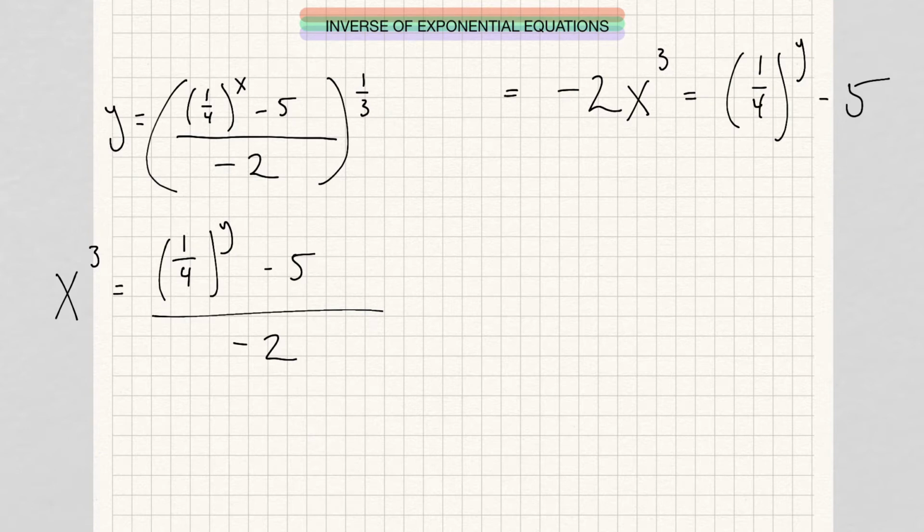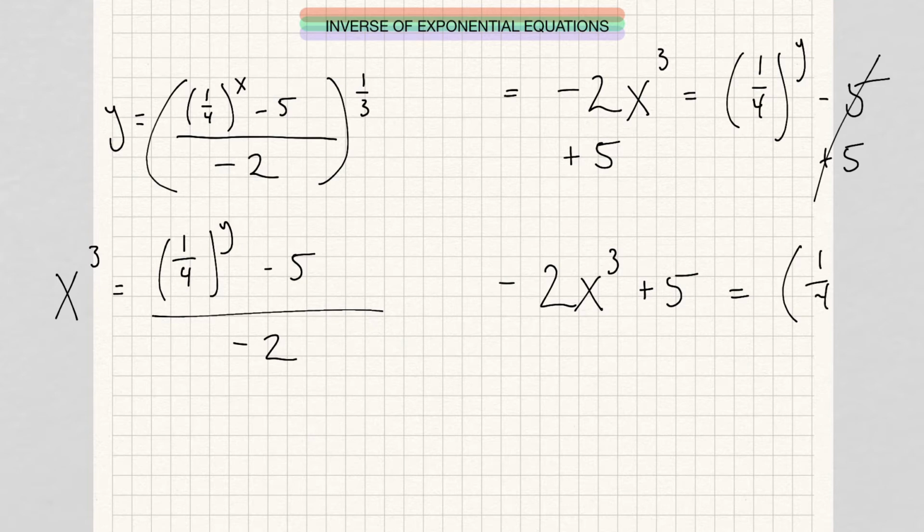Okay, now we're going to add 5 to both sides. Here we have this plus 5. We're going to add 5 to both sides. What that does is cancels it out over here. So now we have negative 2x cubed plus 5 equals 1/4 raised to the y power. All right, now we just need to get this y. We need to bring it down.